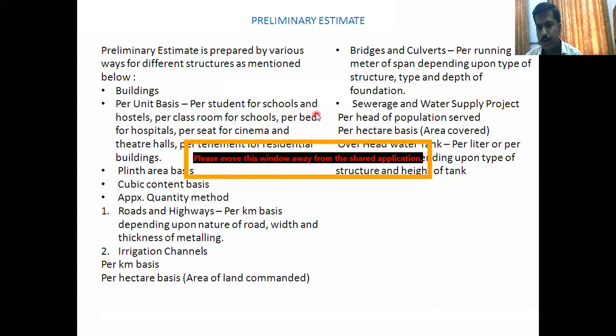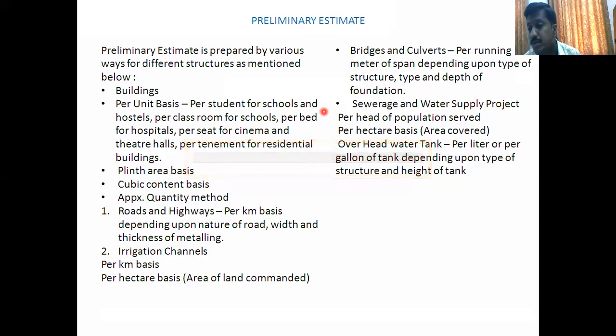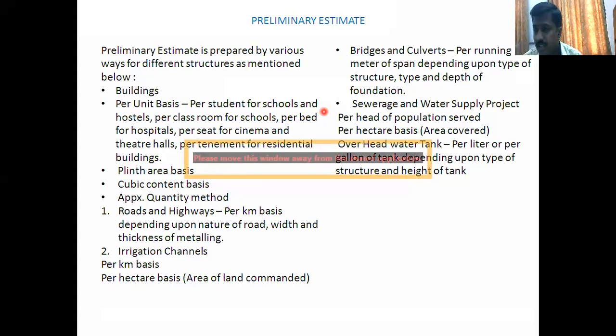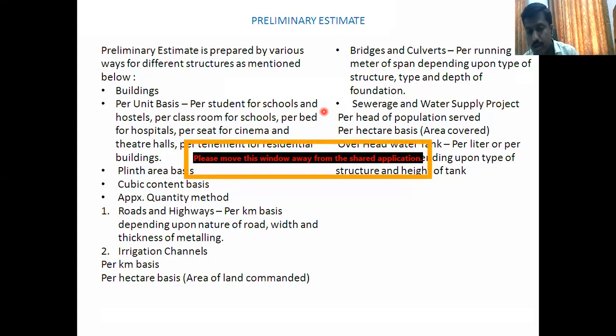So now you know what the preliminary estimate is. In the preliminary estimate, we are just considering some units, we call them service units. It may be the students for schools, colleges. It may be seats for your cinema theaters. It may be beds for the construction of hospitals. Hospitals construction, it is also based on the number of beds. Okay, we are talking about the approximate estimate. It may be on a plinth area basis. It may be the cubical content of the particular structure. It may be the running meter length in the case of roads or irrigation channels. It may be the span in the case of bridges. We are going to prepare the preliminary estimate on these.